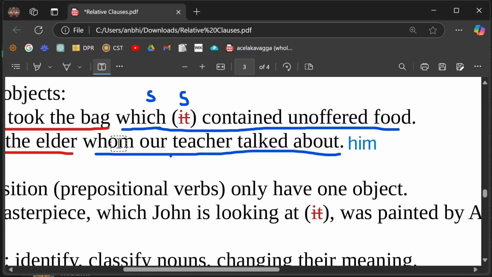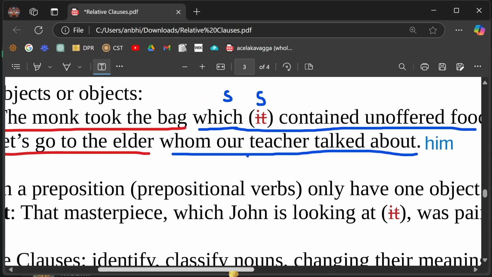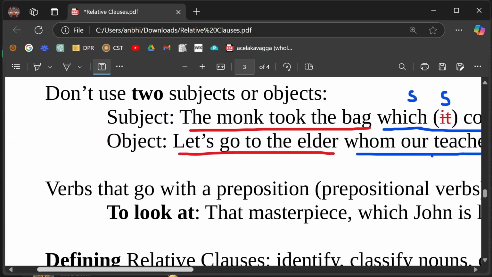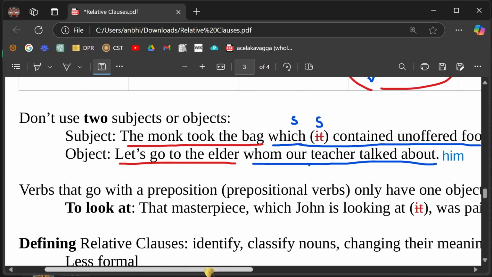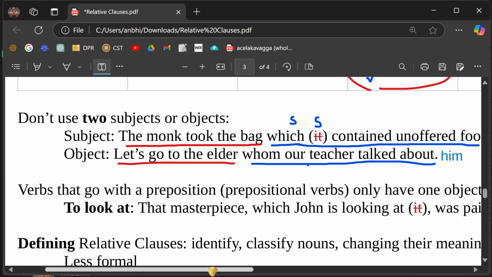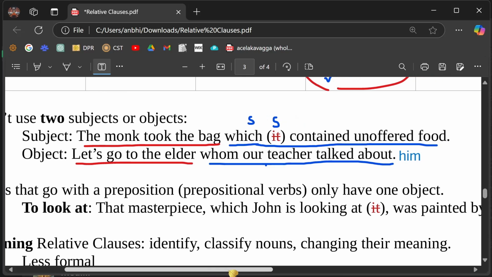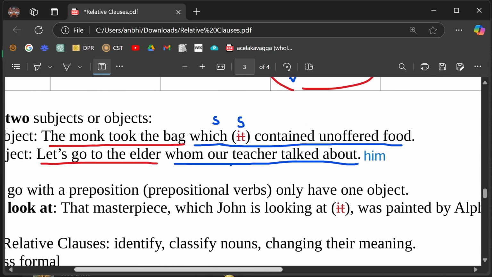Okay? Do you understand? So don't put two times the same. Okay? Now let's see here. Verbs that go with a preposition. They are prepositional verbs. We studied some of them, right? Yes. To look at, for example. Believe in. Remember? Okay. These verbs that go with a preposition, they only have one object.